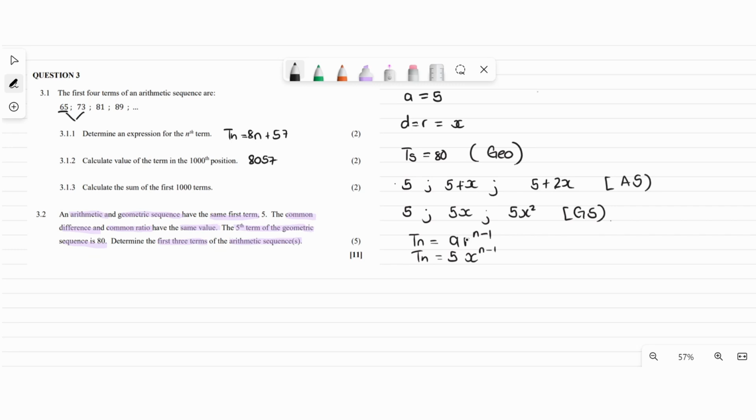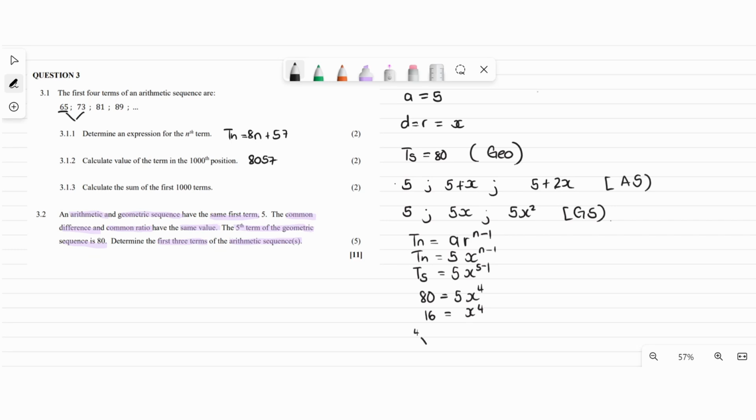But what did they tell us? They tell us T5. So wherever we see n, we're going to substitute 5. So we're going to say 5 minus 1. They told us that T5 is equal to 80. So here I'm going to say 80 equals 5x to the power 4. Divide both sides by 5. It's going to be 16 equals x to the power 4.